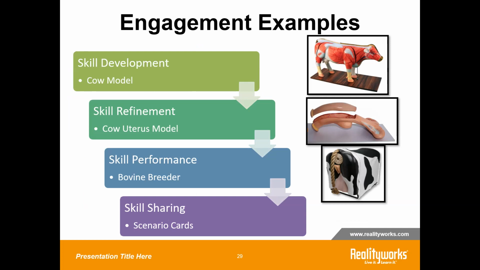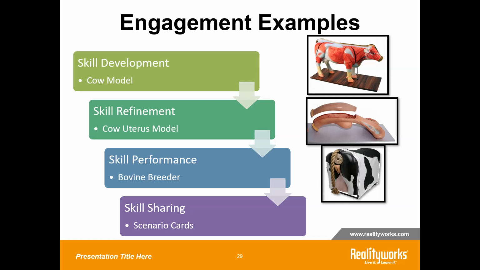So in our case, some skill development. We may start with a cow model. That might be where you get that development. Know the different features and the functions of the animal. Then you have some refinement. We're going to focus just on breeding that animal. And so you get our cow uterus model, and that breeding of that animal is really focused on, do you understand all the different parts of the uterus, all the different parts of artificial insemination, all the different parts of what you need to do to make sure that that animal can be bred, can actually have the pregnancy, and then birthing the pregnancy as well.